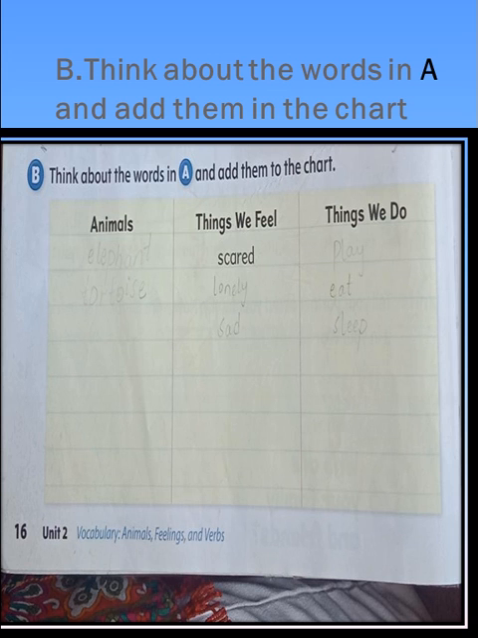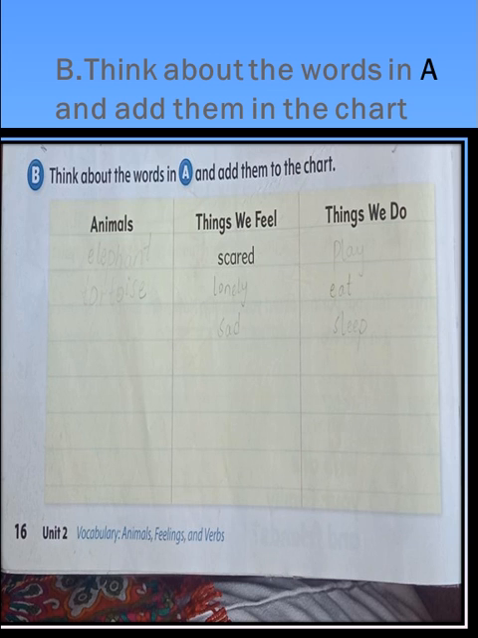You see there is a chart. You have to fill this chart with the words that we have learned in the Words in Vocabulary section. You remember the words and their meaning? Now pause this video and solve this chart. I'm waiting for you. I have solved this chart for you as well.